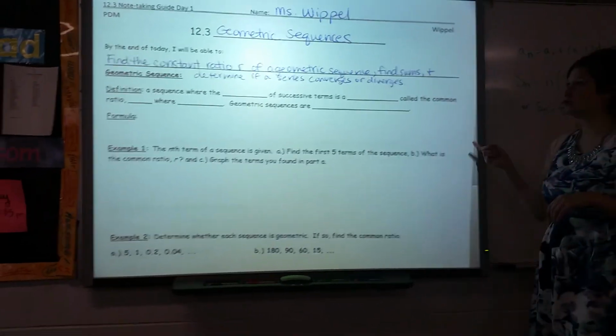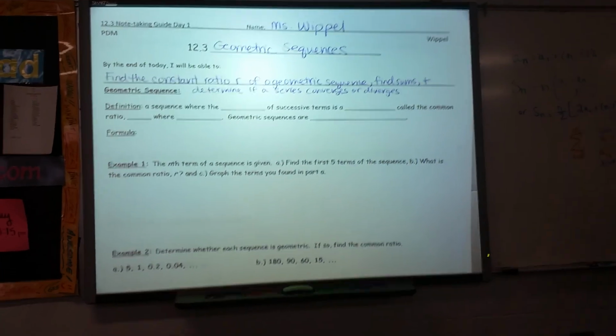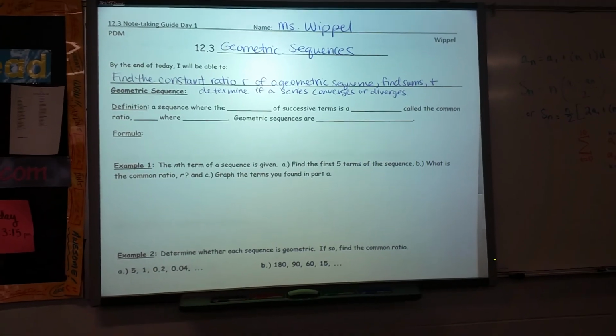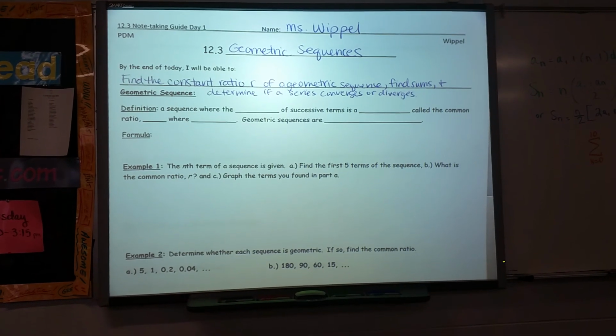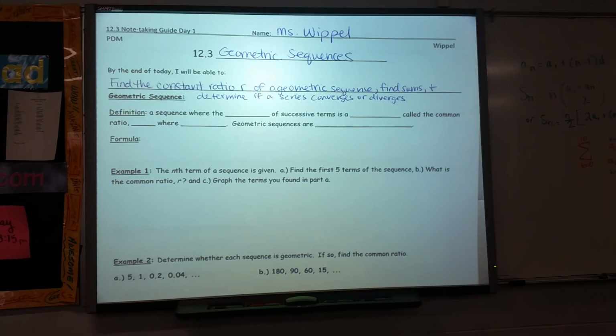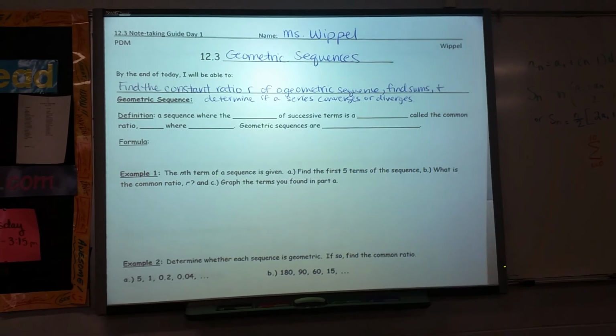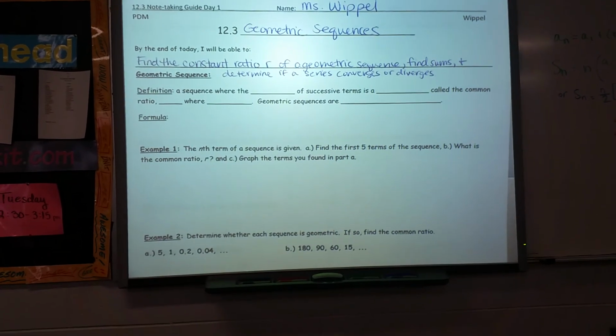Okay, so we're gonna do 12.3, which is geometric sequences. By the end of today, you're gonna be able to find the constant ratio R of a geometric sequence, find sums, and then determine if a series converges or diverges. You guys should have done a lot of this last year in Algebra 2 Honors.